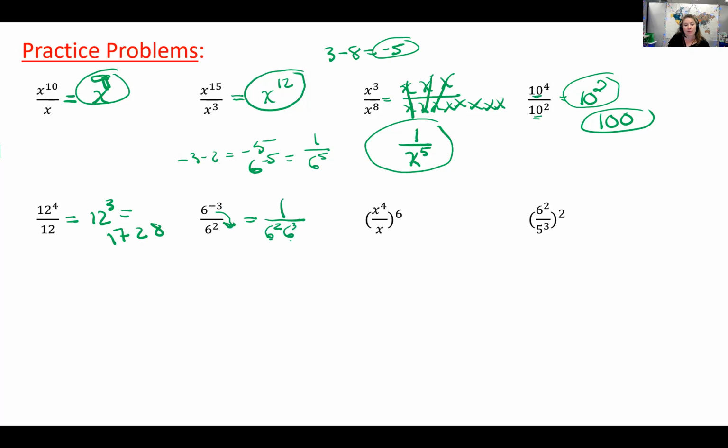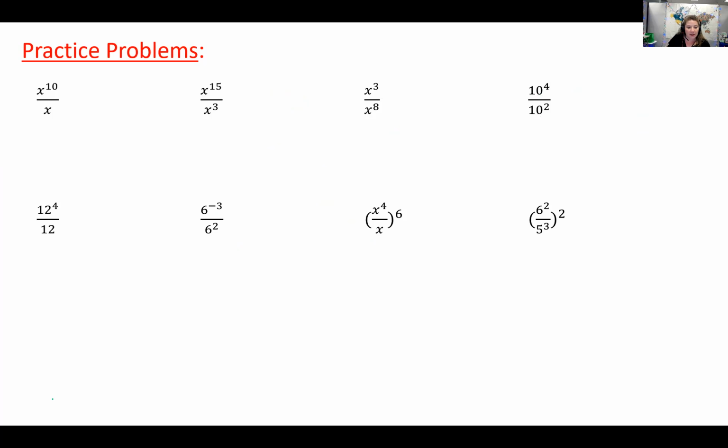And then 2 numbers that are being multiplied with the same base, we add those exponents. And so that is the final answer. Either way you think about it, you get the same answer. And of course, 6 to the 5th power is a big number, so you could write that big number in the denominator as well. The next problem we have power raised to a power.